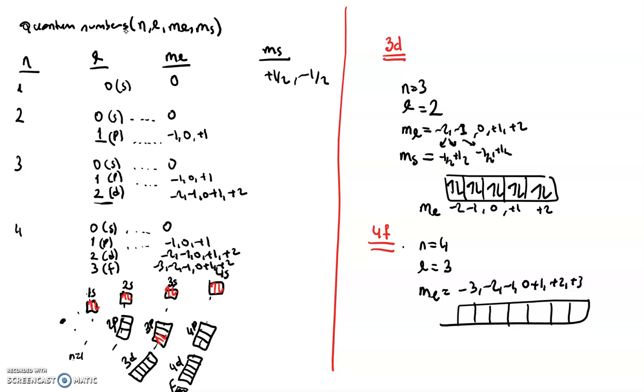And in every box we can have up and down. So MS will be +½ and -½ for every orbital.